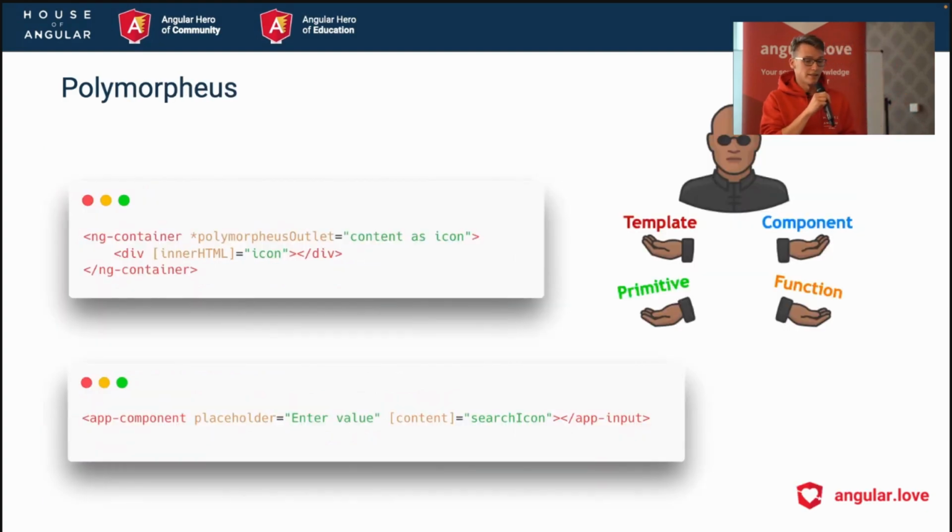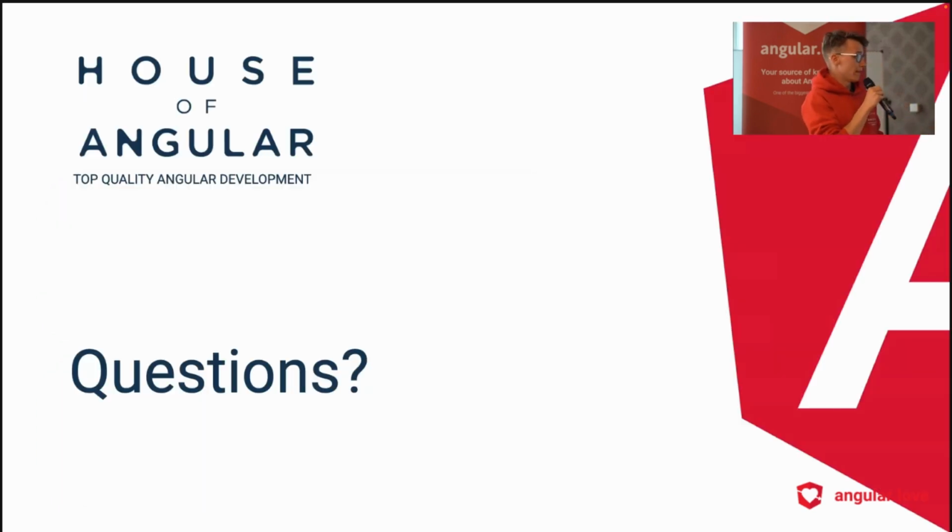Okay, and the second idea is the Polymorpheus library, a library that allows us to pass data inside the component, not only like inputs with just text. It can be everything: a template, a component, primitives of course, and functions. It's a really small library, so I really encourage you to read more about it and test it on your own. And that's all. If you have any questions, feel free to ask. Our online listeners can also write questions in the chat.